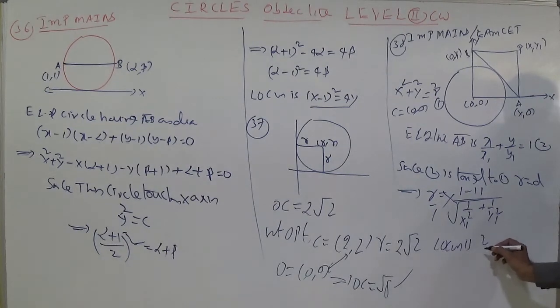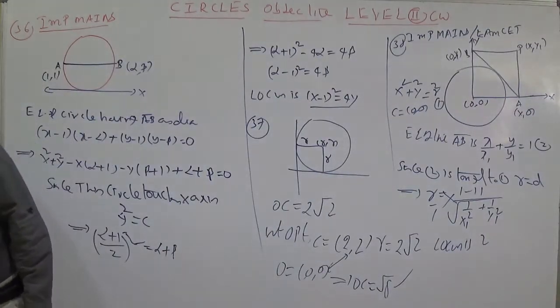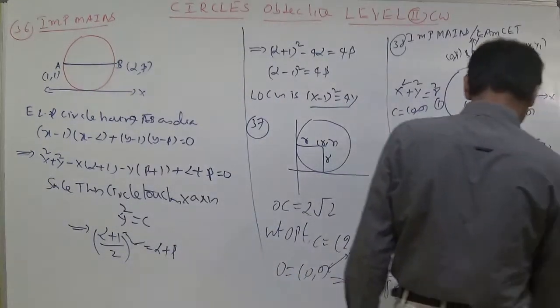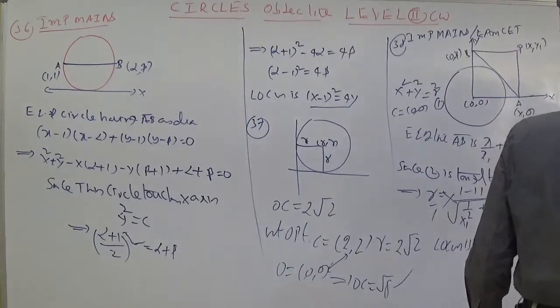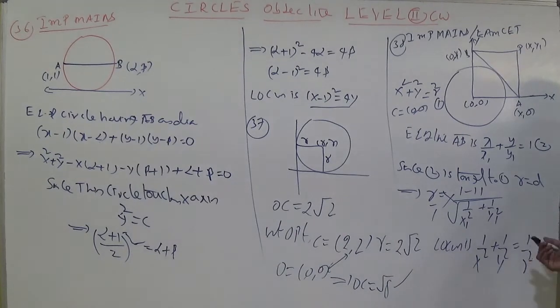The locus is: taking this to one side, 1/x² + 1/y² = 1/r². So 1/x² + 1/y² = 1/r² is the locus. This is the standard result in standard books. It is an important question also. Let us go on to discuss the 39th question.